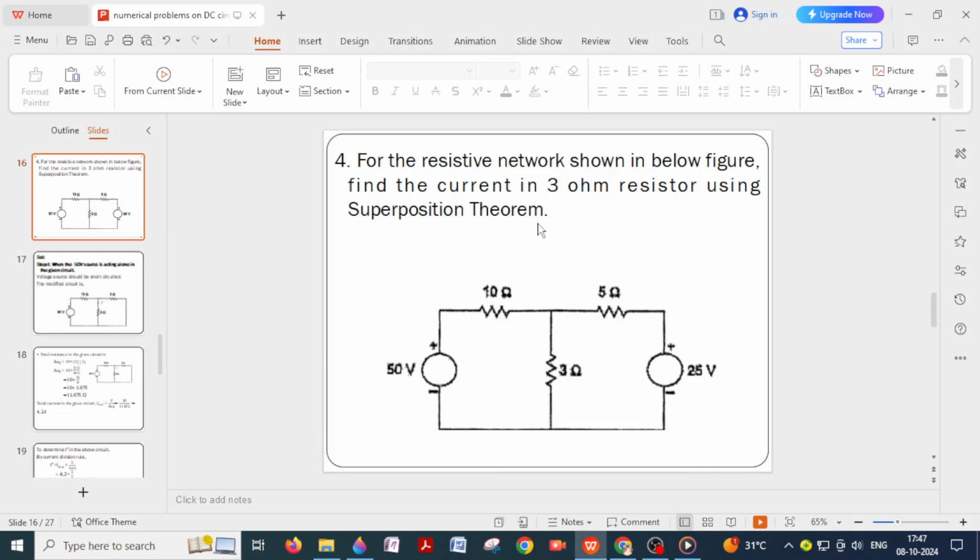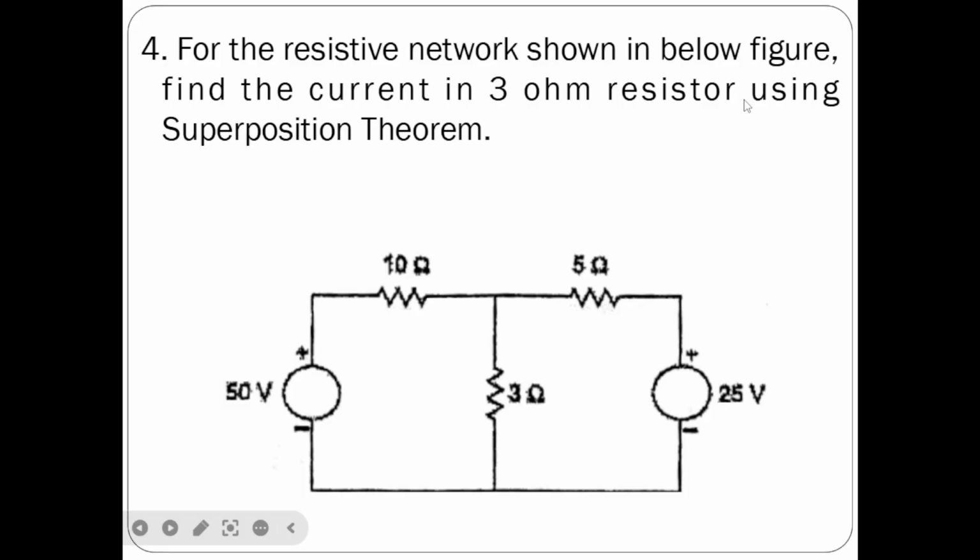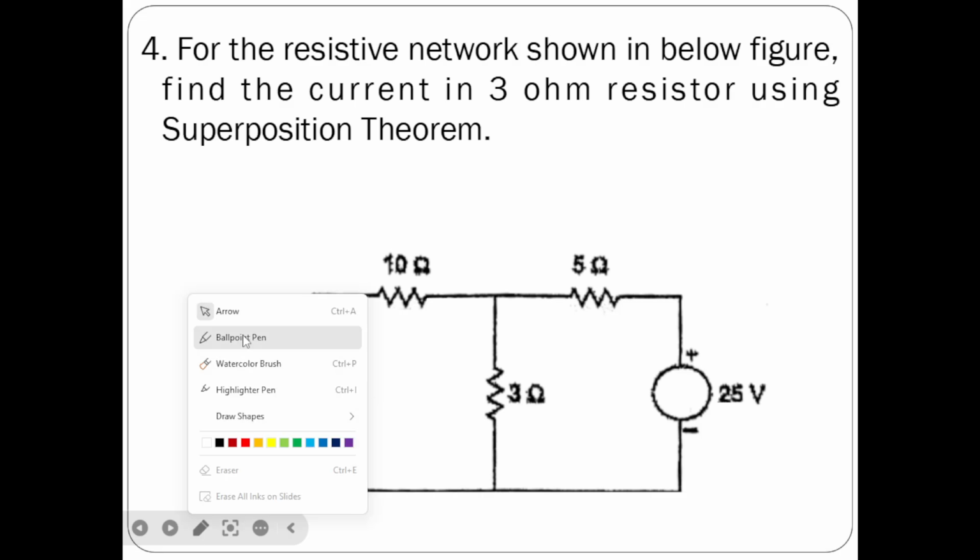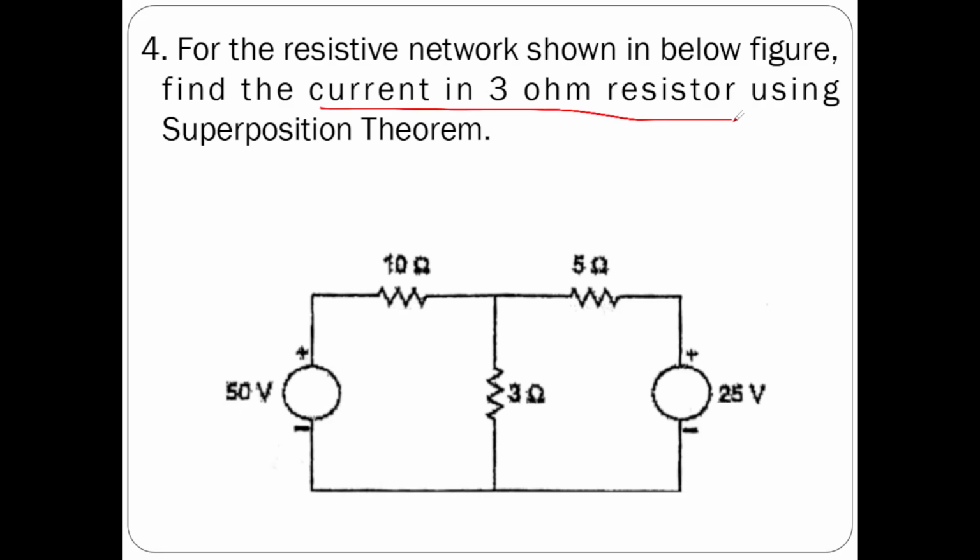For the resistive network shown in the figure, find the current in the 3 ohm resistor. Find the current in the 3 ohm resistor using the superposition theorem.